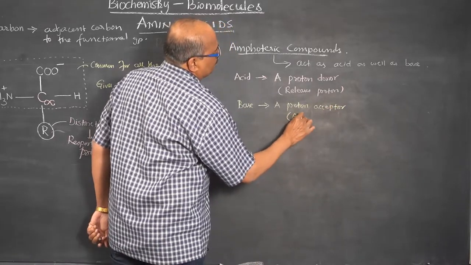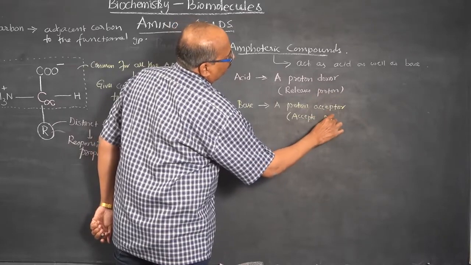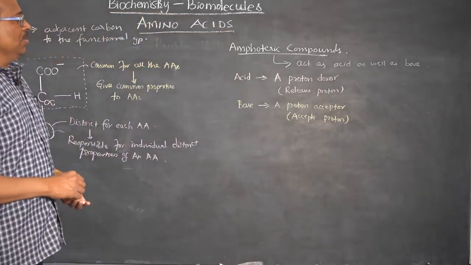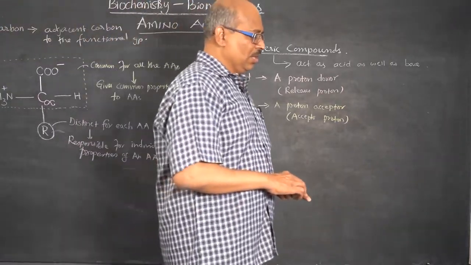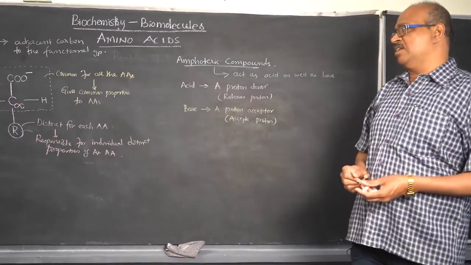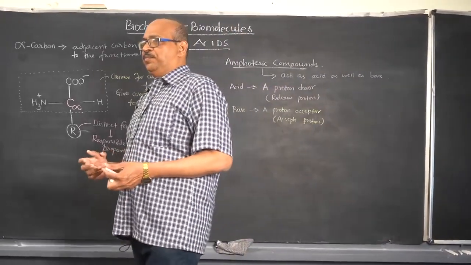So it accepts proton. So how do you identify the amino and the carboxylic groups present in the amino acids as either acidic groups or the basic groups.